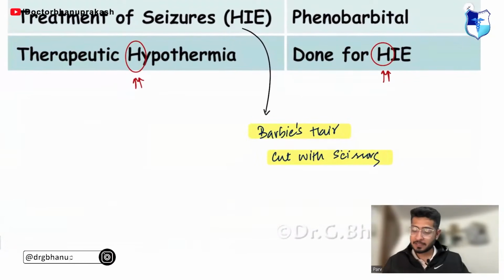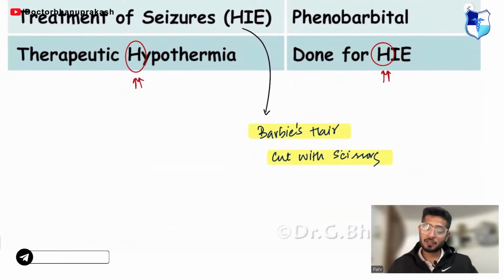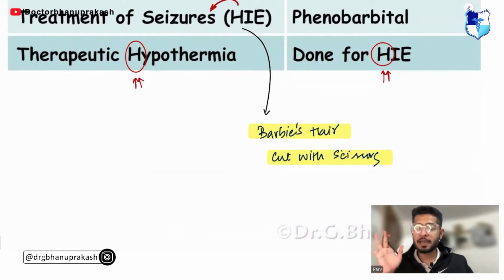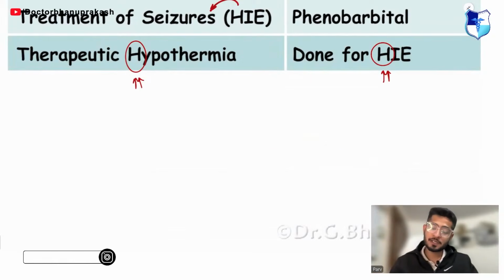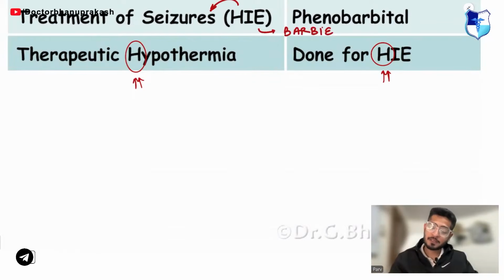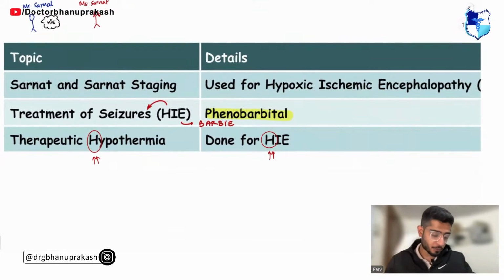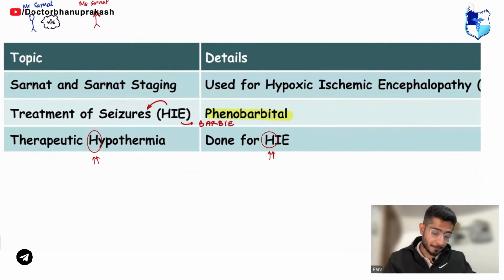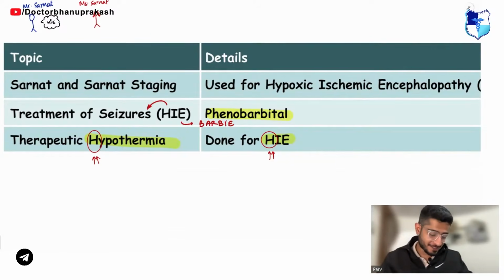And you have to understand the treatment of seizures. Of course, hypoxic ischemic encephalopathy is going to have seizures. And you want to say hi. To whom are you going to say hi? You're going to say hi to the Barbie. So remember Barbie, that means the treatment of choice is going to be phenobarbital. And after that, remember, therapeutic hypothermia is also done for HIE. So hypothermia is HY and then HIE is the case.